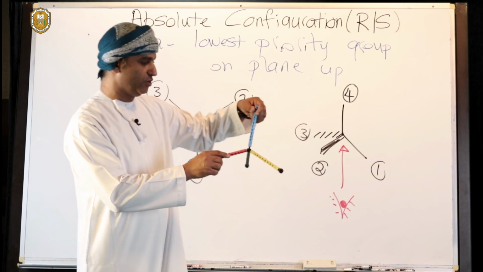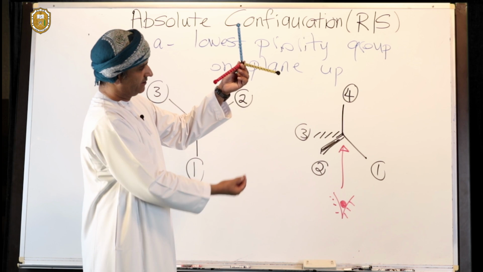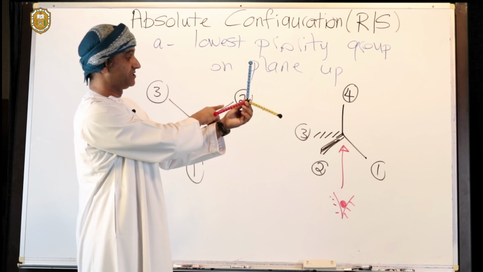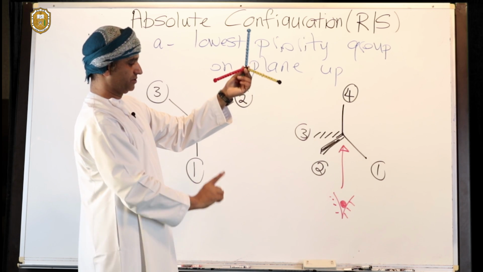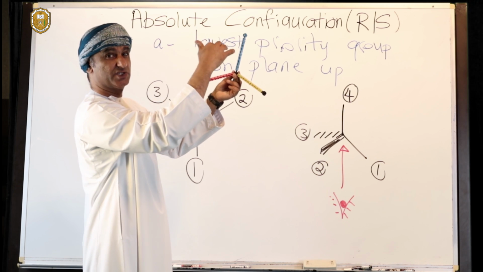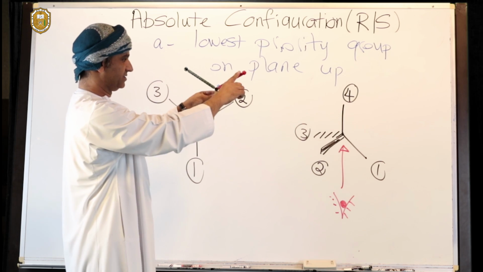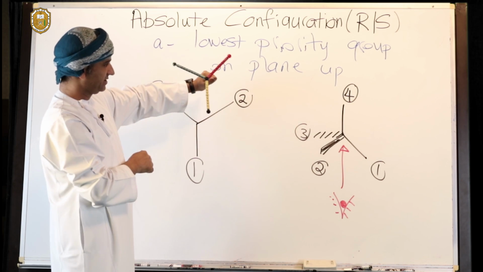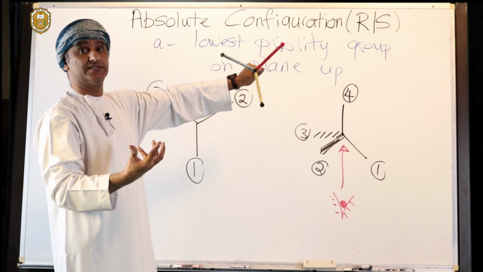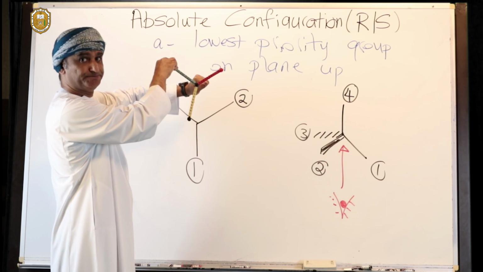So if we assume that the blue is the lowest priority group, we need to look from here. And remember, this is 1, this is 2, and this is 3. So we need to look from here. And if we look from here, so that this is not seen, or behind, then we get something like that. Remember, this is 1, this is 2, and that's 3. So the blue is not actually seen. It's, in a way, like a steering wheel, which is also correct. Okay, so we have 1, we have 2, and we have 3.